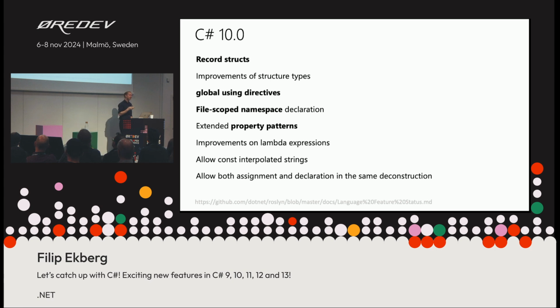That's because they tried to focus on stability and just making sure that the features already existing were good enough. They added the support for global using directives and the file scope namespace and the property patterns extension. Those were enough for this iteration of the language. Now, I'm not saying that these are small features to add, though.